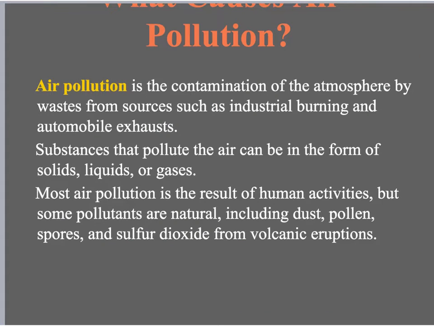It's important to think first about what air pollution is. Okay, so air pollution is the contamination of the atmosphere by wastes from sources like industrial burning and automobile exhausts. Okay, no surprise those two are listed first because they are among the two most common producers of air pollution. So the substances that pollute the air can be in the form of solids, liquids, and gases. We're probably going to see gases be the most common pollutants.